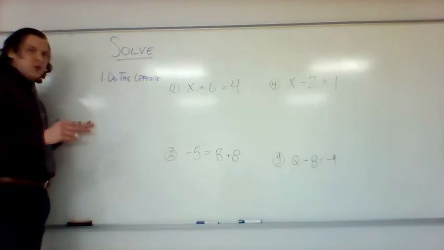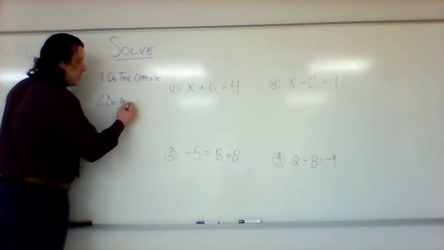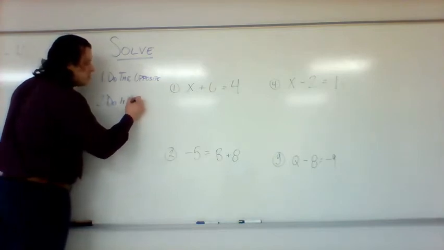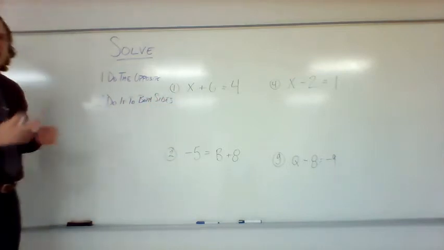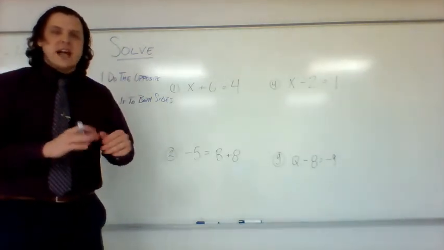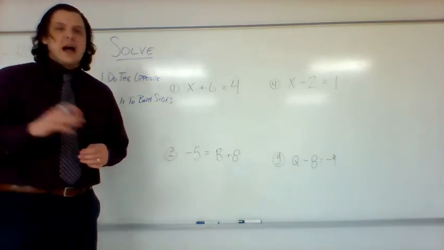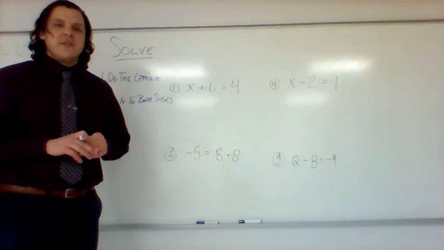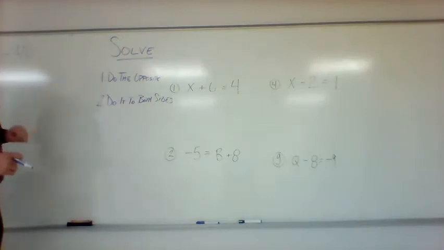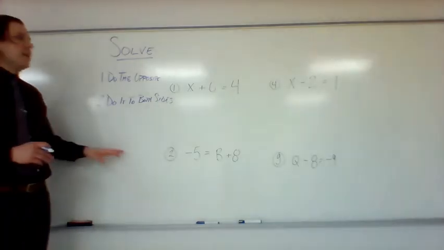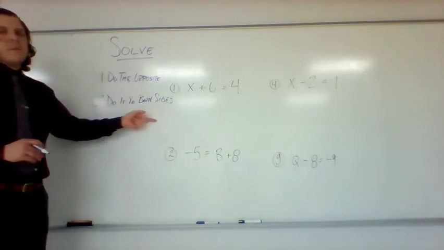And then step 2, the second rule, is that we do it to both sides. When I'm talking about both sides, I'm talking about both sides of the equation, the left side and the right side. So if I add 2 on the left, I must add 2 on the right. If I subtract 15 on the right, I need to subtract 15 on the left. These 2 rules are going to let us solve basically everything, even really hard problems. We just need to know to do the opposite, and we need to do it to both sides.